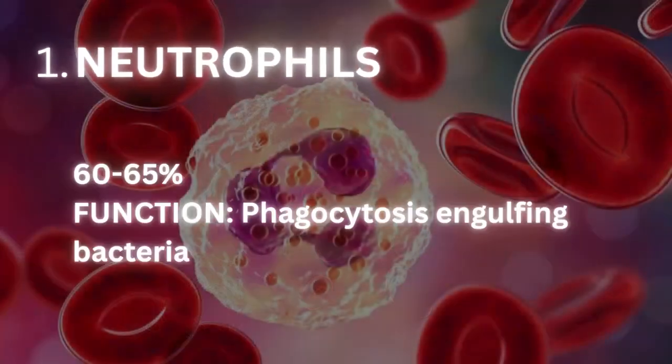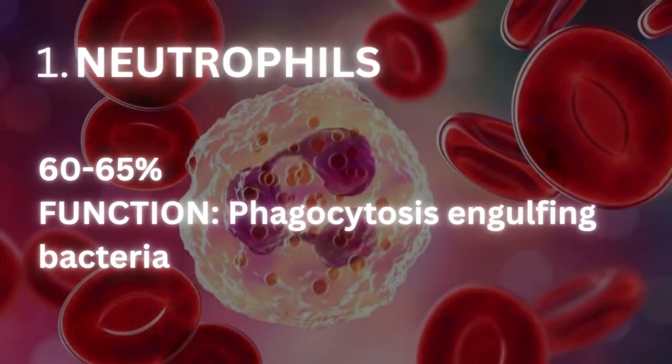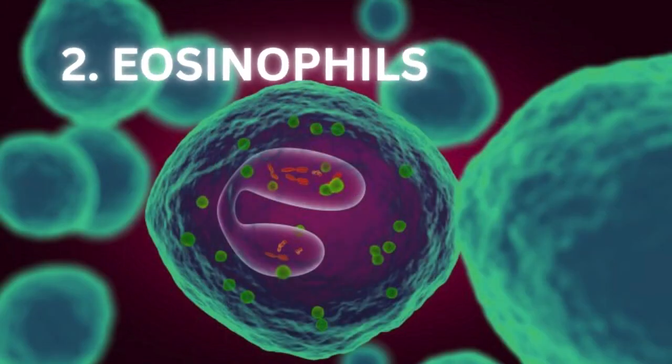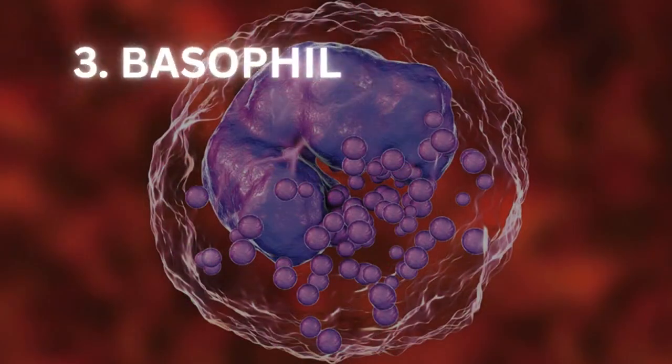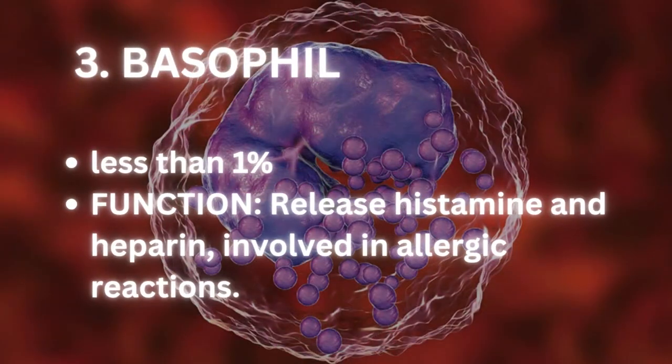Neutrophils, 60 to 65%. Phagocytosis, engulfing bacteria. Eosinophils, 2 to 3%, fight parasitic infections, help in allergy response. Basophils, less than 1%, release histamine and heparin, involved in allergic reactions.